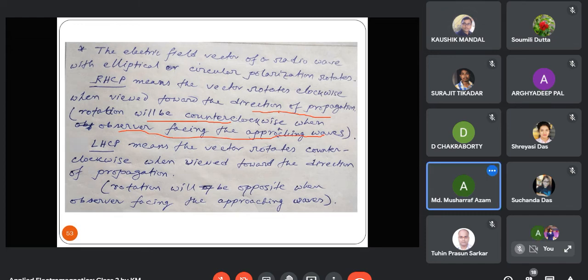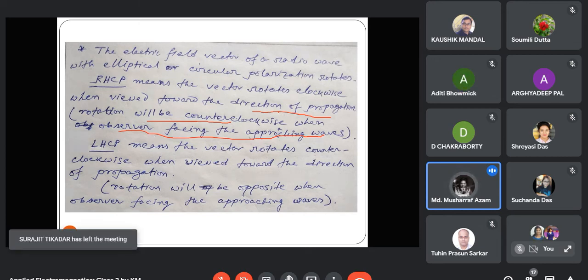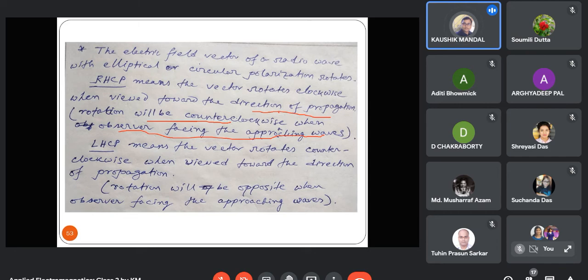Sir, in the last line you have written rotation will be opposite when the observer is facing the approaching waves. So there itself lies the answer, right? Because the sense of rotation will change, but the right hand and left hand sense will remain the same, even if the observer changes position. That's the particular point I am telling you from the first. Yeah, I'm answering this Argodip Pal's doubt.